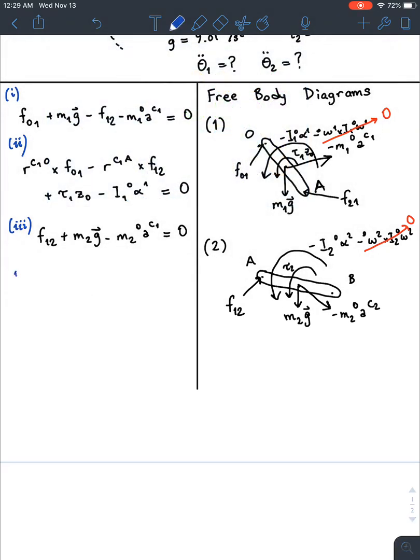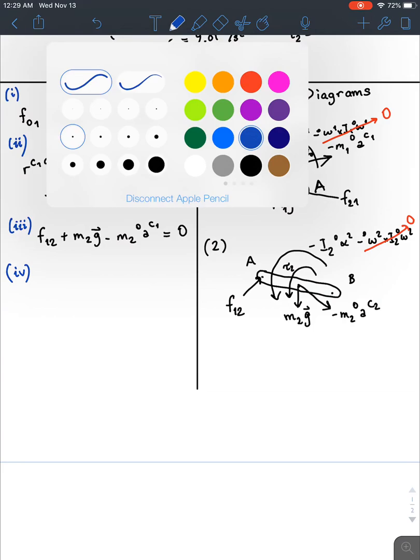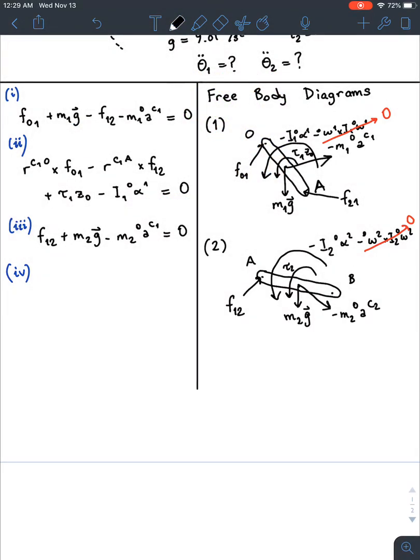And finally, the fourth equation is the moment balance equation for the second rigid body. That reads position vector that goes from C2 to A cross F12. Yeah, that's the moment that the force F12 exerts about the center of mass of the second link. Yes. I have the torque that I'm applying with my motor, tau 2 in the z0 direction. And then minus the moment of inertia of the second rigid body times angular acceleration of the second rigid body equals 0. Yeah?